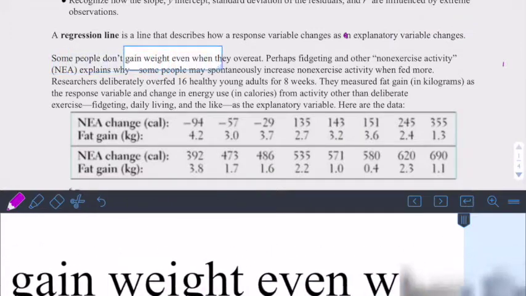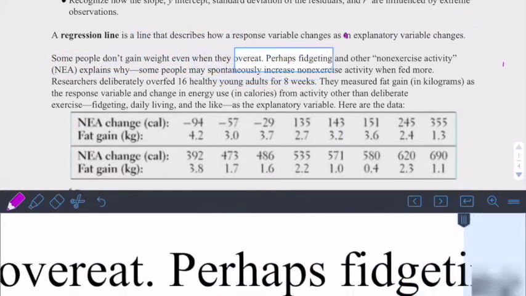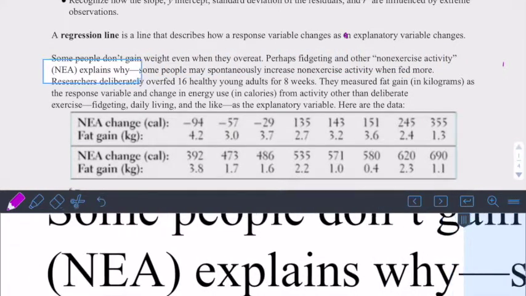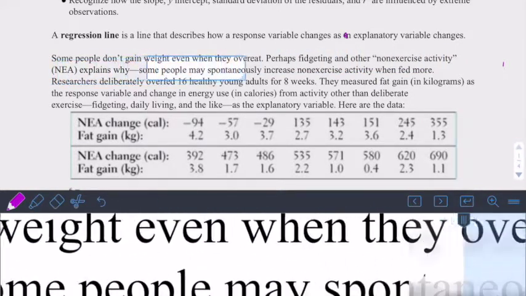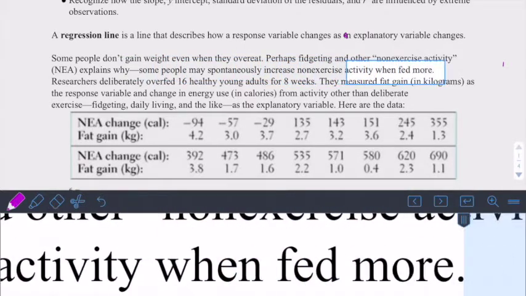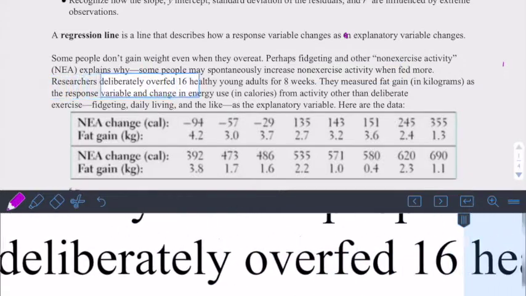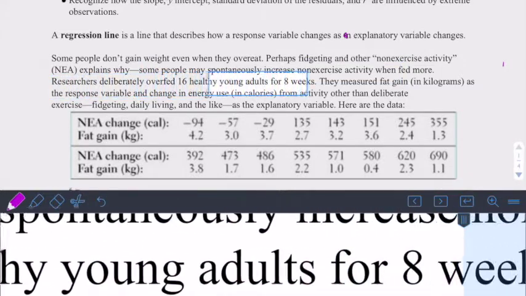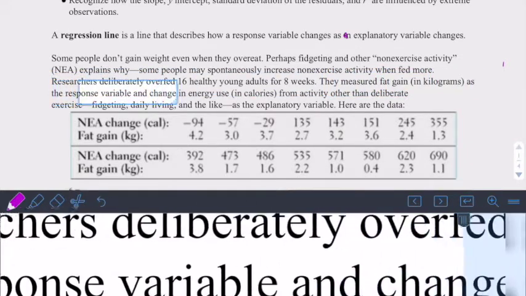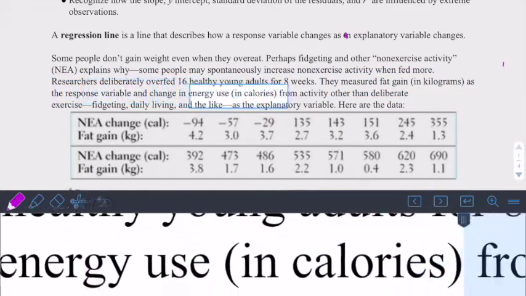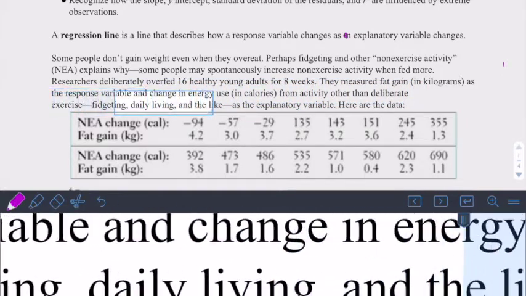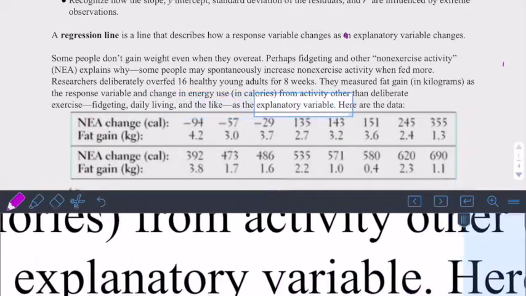Some people don't gain weight even though they overeat. Perhaps fidgeting and other non-exercise activity, NEA as we're going to refer to it, explains why. Some people may spontaneously increase non-exercise activity when fed more. Researchers deliberately overfed 16 healthy young adults for 8 weeks. They measured fat gain in kilograms as the response variable and change in energy use in calories from activity other than deliberate exercise, so fidgeting, daily life, and the like, as the explanatory variable.